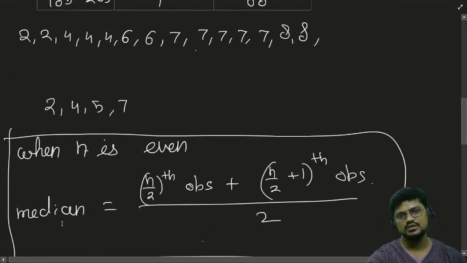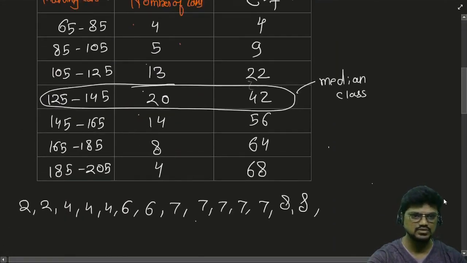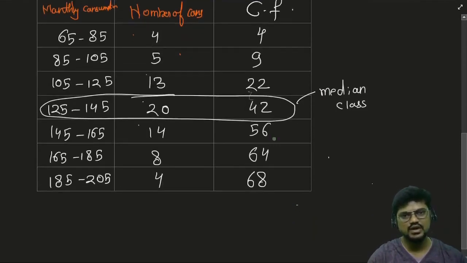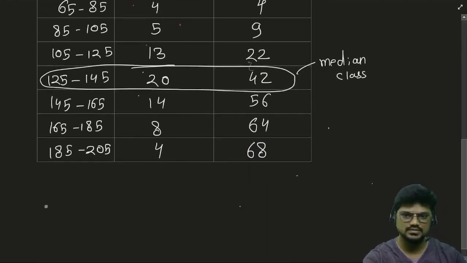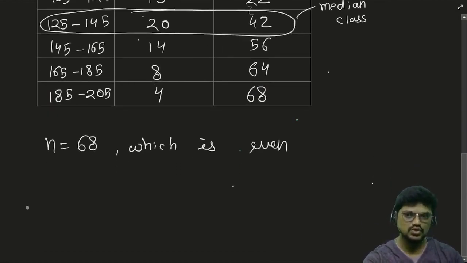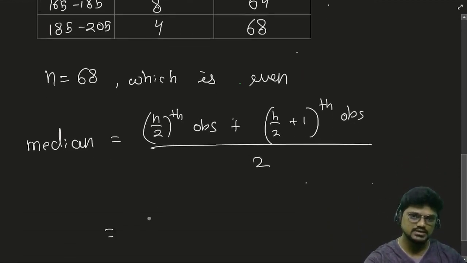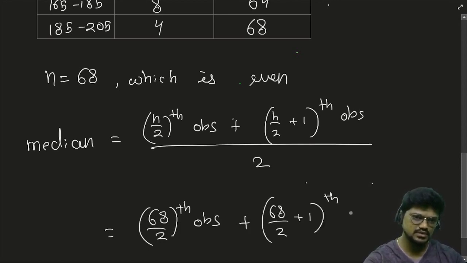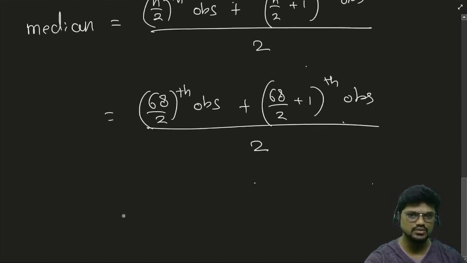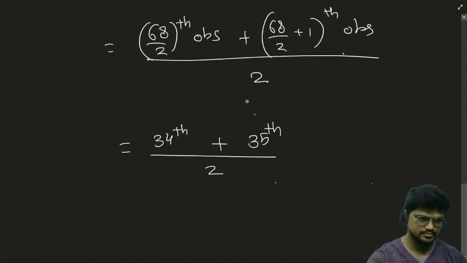Now I was discussing this question. Over here, how many readings do you have? Total 68. So over here, your n is 68, which is even. So your median will be the n by 2th observation plus the n by 2 plus 1th observation, divided by 2. That is the 68 by 2th observation plus the 68 by 2 plus 1th observation, divided by 2. That gives you the 34th observation plus the 35th observation, divided by 2. Got it?